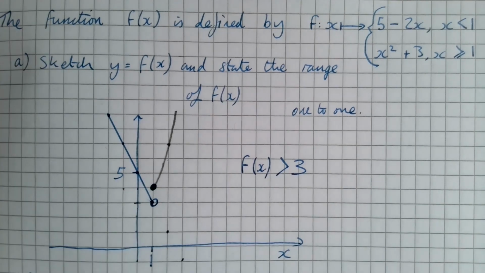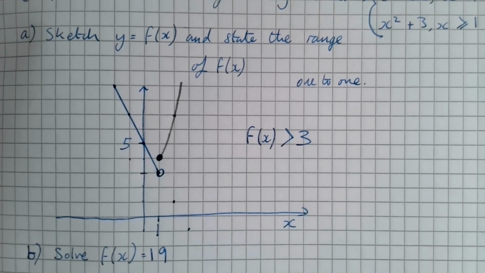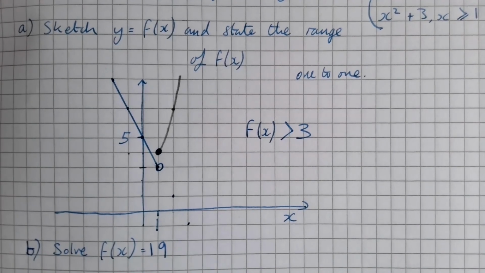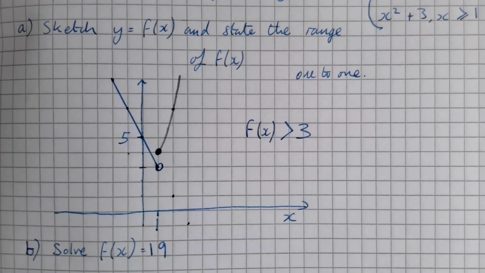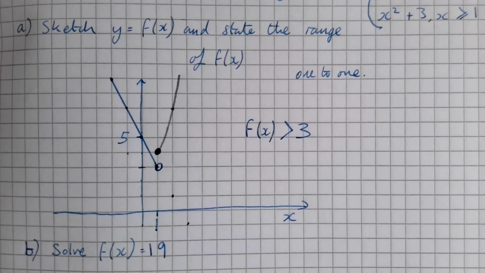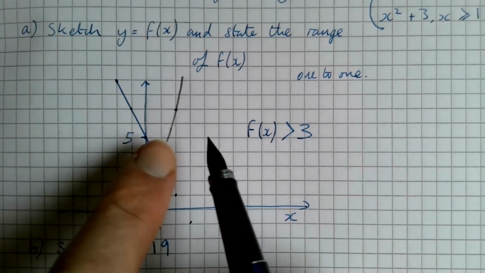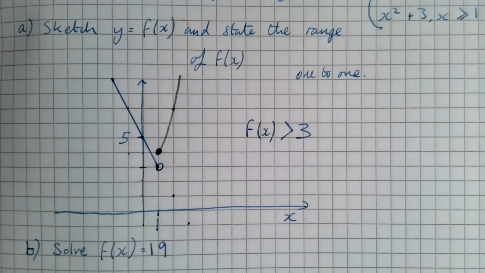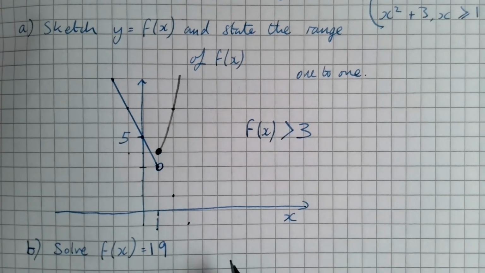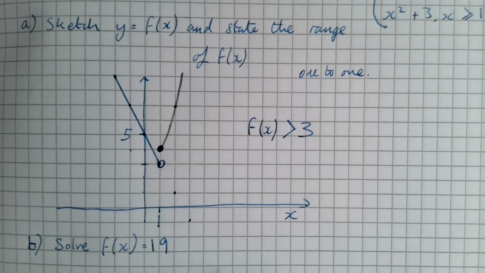We're not quite done yet though, because there's actually a second part to this question, which is solve f of x equals 19. So we're saying, right, when our value is going to be 19, what could we have? And we're going to have 1 of here and 1 of there as well. So let's do the straight line first, because that's the simplest one.